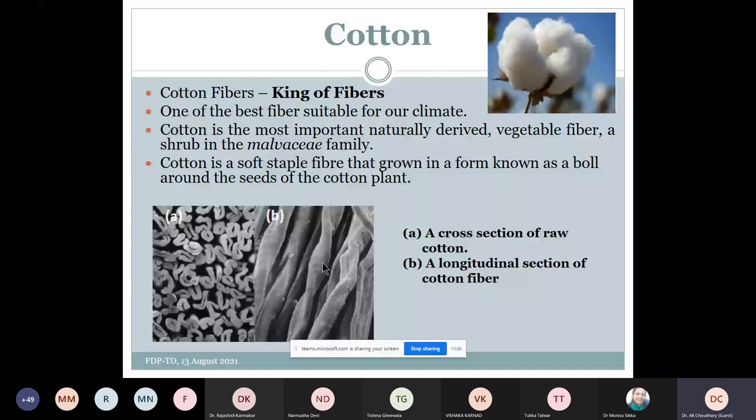A shrub in the Malvaceae family, this is the botanical family of the cotton plant. Cotton is a soft staple fiber that grows in a form known as a boll, the cotton boll, around the seeds of the cotton plant. Thousands of fibers are attached to one seed, and thousands of seeds are present in one cotton boll. During harvesting, we pick these cotton bolls, and through the process of ginning we obtain the fibers.